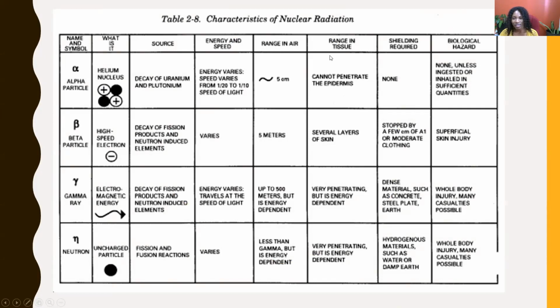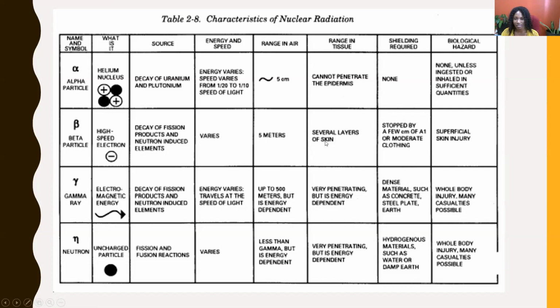Now, we can differentiate between them by looking at how far they can go in range, in terms of through the air, or in terms of how far they can penetrate the tissue of the human body. So we're looking at this column here where it says range in tissue. Alpha particles cannot penetrate the epidermis of the skin. That's the first layer of your skin.